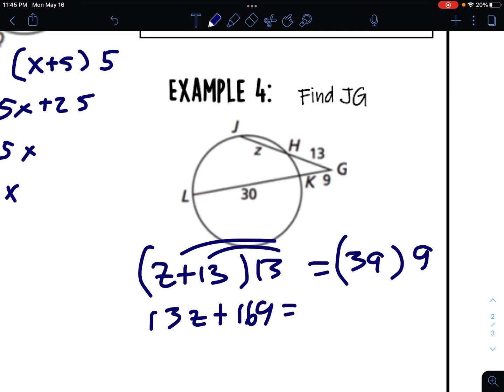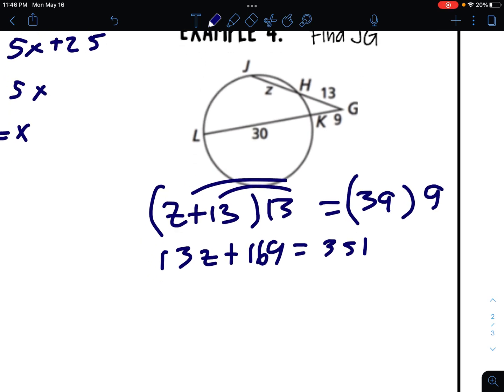And then 39 times 9 gives us a grand total of 351. So then we're going to subtract 169, and get 13z is equal to 182. And then we're going to take 182 and divide it by the 13 out in front of the z. 182 divided by 13 gives us a grand total of 14.